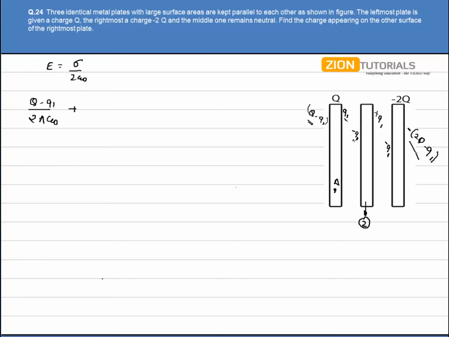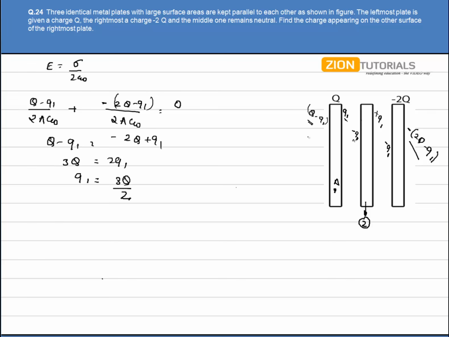I have this charge, so the electric field due to this charge will be given by minus (2Q minus Q1) divided by 2A epsilon naught, again that is equal to 0. So I have Q minus Q1 equals minus 2Q plus Q1, which comes out to be 3Q equals 2Q1, so Q1 comes out to be 3Q by 2.